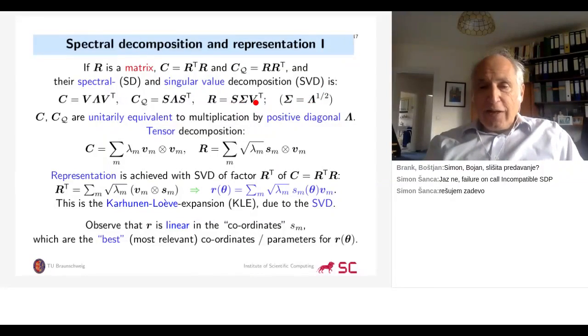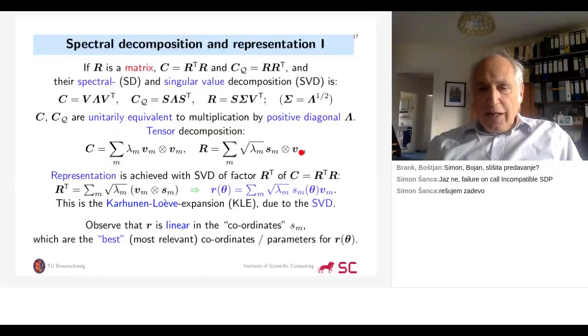And then we take these vectors V, which come from here, okay? And it turns out, of course, these are unitarily equivalent to multiplication, which is what we see here, by this diagonal matrix lambda, okay? Writing this in a different way, it looks like this. So it's another way of writing this expression here, where the Vm are the columns of this matrix V. And then this R is written like this, okay? So it's another way of writing the singular value decomposition.